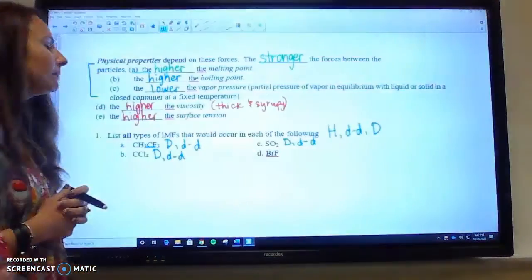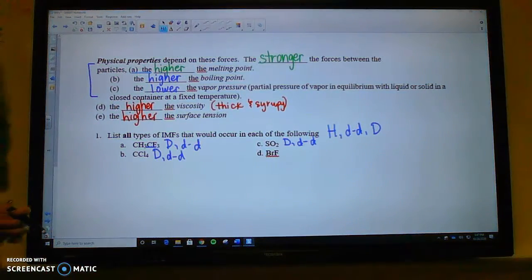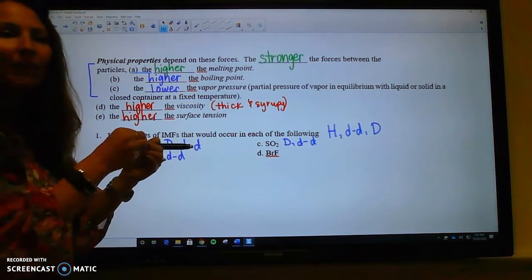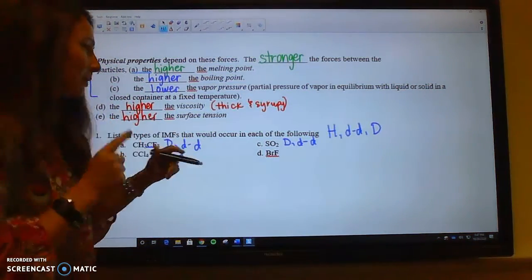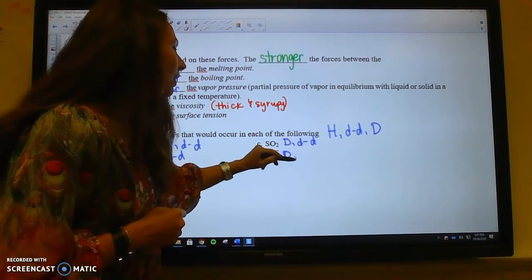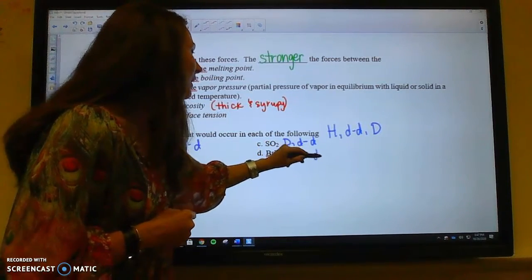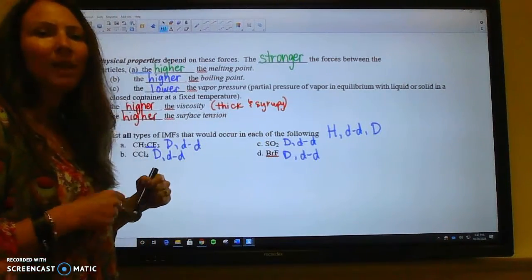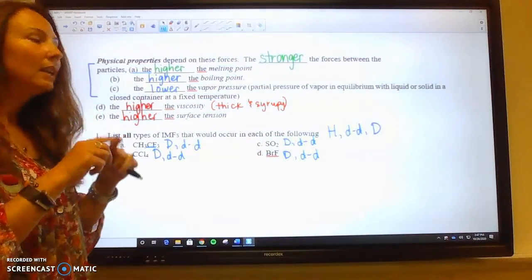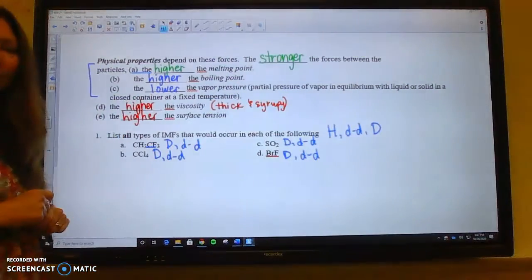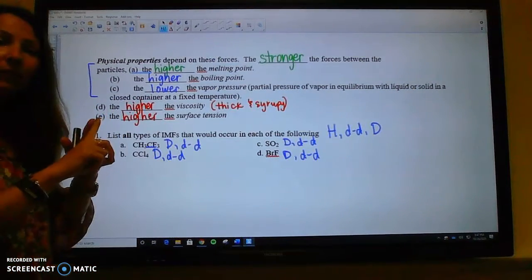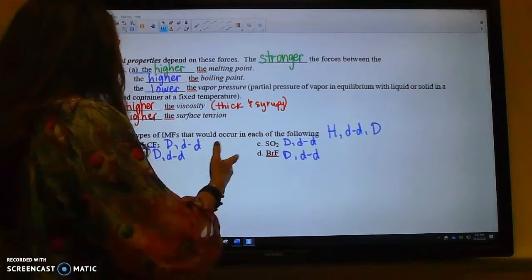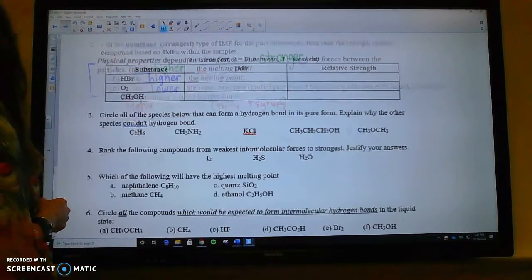So this is sulfur dioxide. Okay, and then finally, in letter D, we have bromine bound to fluorine. That's going to be dispersion. That's also going to be dipole because bromine isn't bound to another bromine and it's not fluorine with a fluorine. Is that hydrogen bonding? No, it's not hydrogen with fluorine. It's bromine and fluorine. Okay, so that's that example.